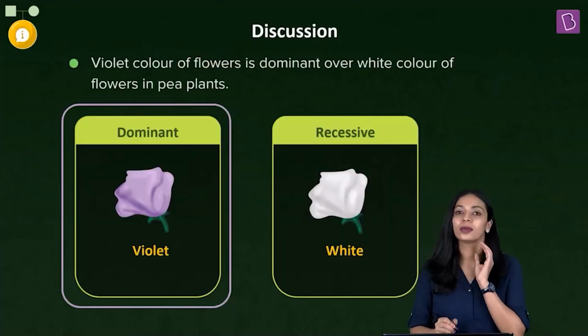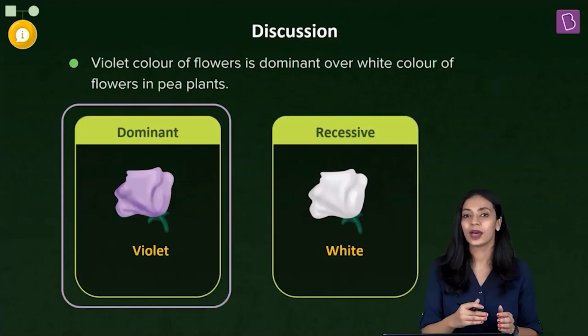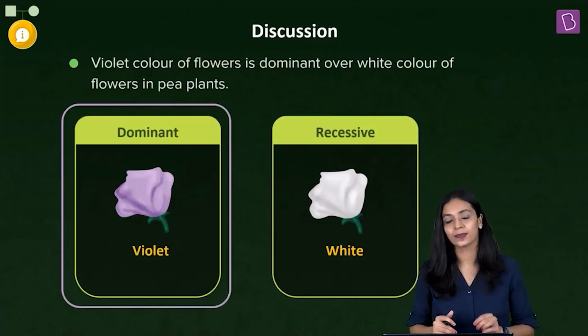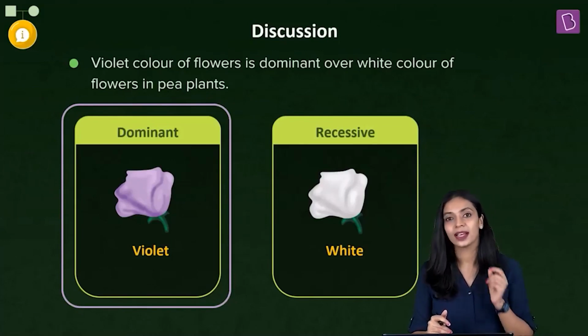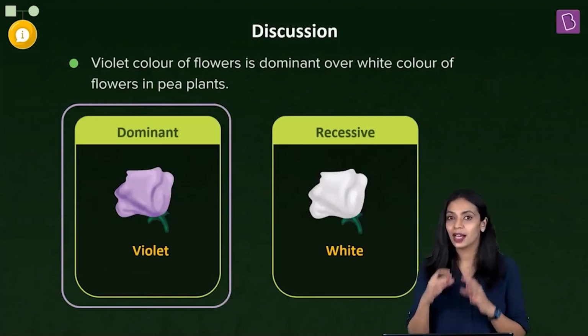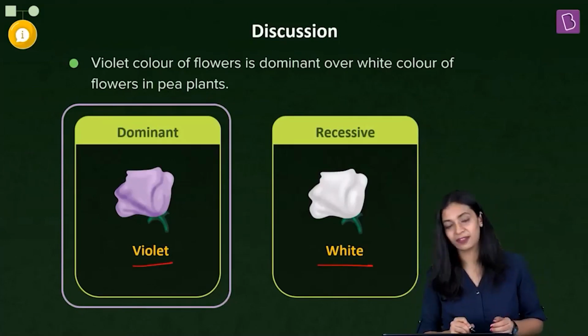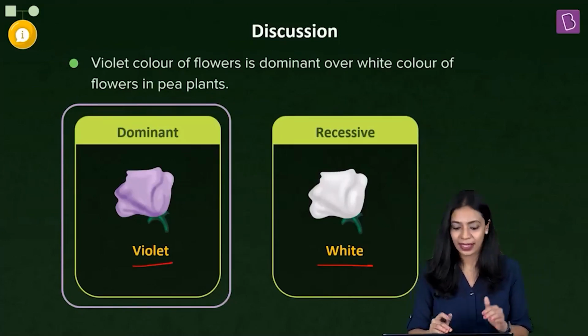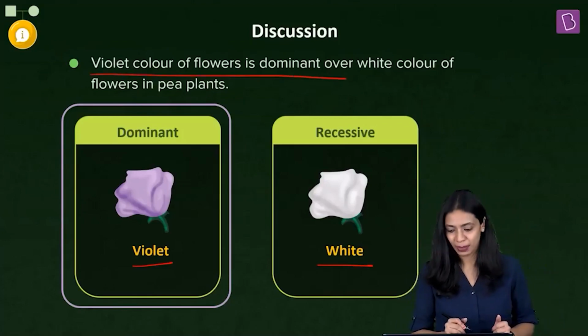Before we find out the answer, let us first understand whether violet colored flowers is a dominant or a recessive trait. One of the 7 characters that Mendel chose to perform his experiments on in pea plants is the color of the flower. The color of the flower exists in 2 variants. Either it can be violet or it can be white. Among the two, it is violet colored flowers that is dominant over the white colored flowers in pea plants.